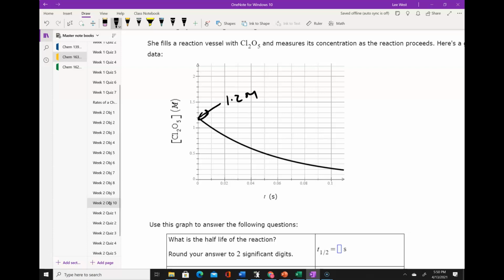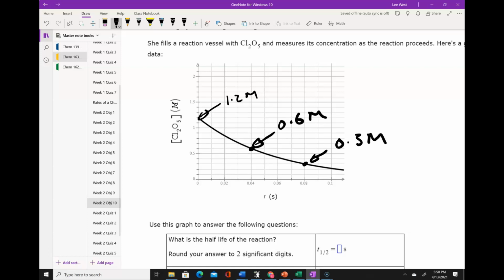So 1 half-life would be when we're at 0.6 molar. So there it is, 0.6 molar. And then another half-life would be when we're at 0.3. So 0.1, 0.2, 0.3. So it would be there.